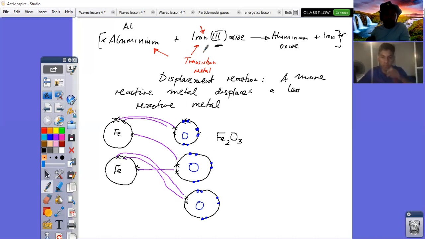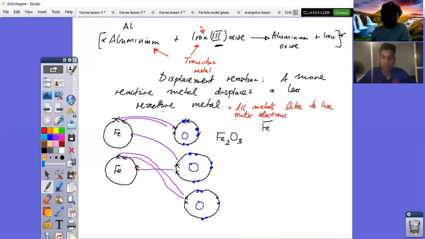But an easier way to do it is to think about this in terms of charges. So when the iron loses electrons, let's imagine it's a metal. What do metals like to do? They like to lose electrons. All metals, and I'm going to make a point here, so that's worth remembering, all metals like to lose outer electrons.